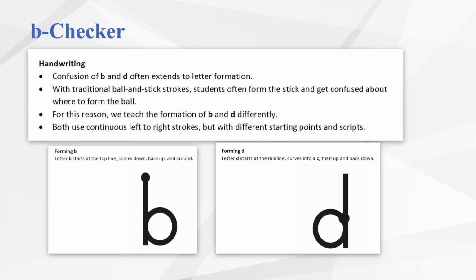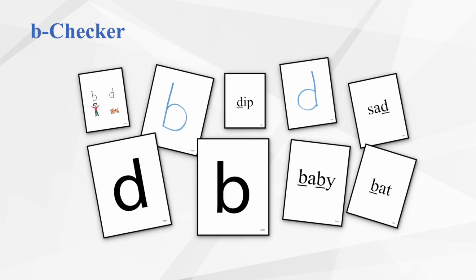That starting point should support muscle memory so that when we're forming a B, we start at the top and we know which way to go. We'll always form the ball to the right. When we start a D, we have a completely different starting point, and that eliminates the confusion of forming the stick and trying to figure out which side the ball goes on. On the screen, you'll see a sample of all of the different B checker cards that we have available. This concludes the orthography component of training.